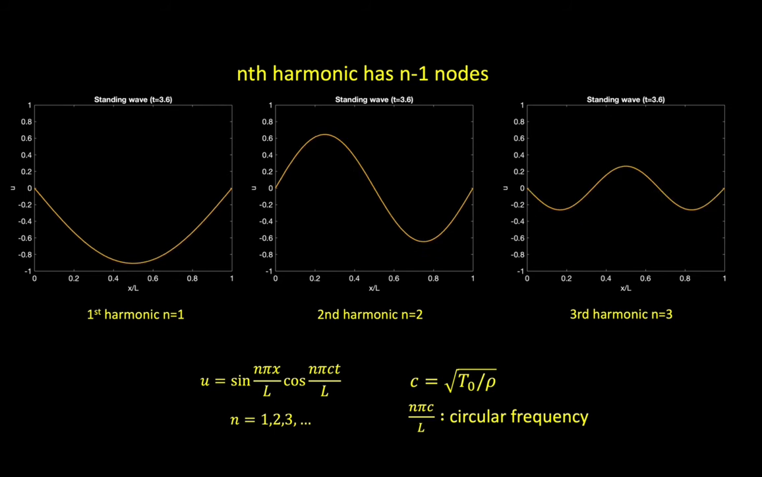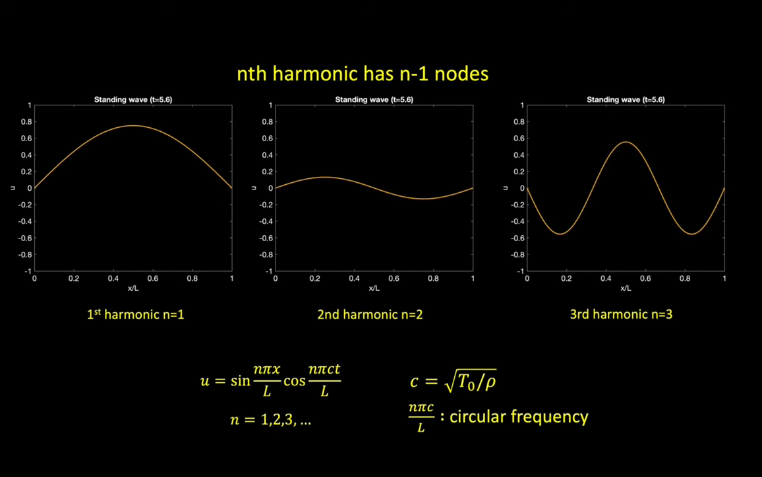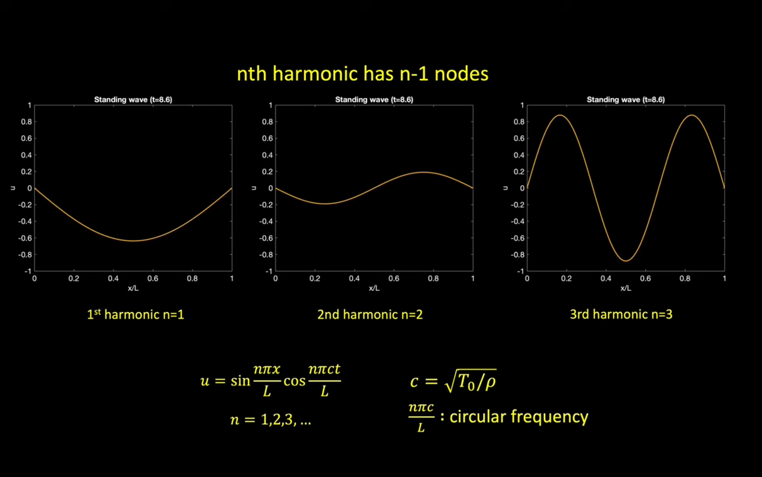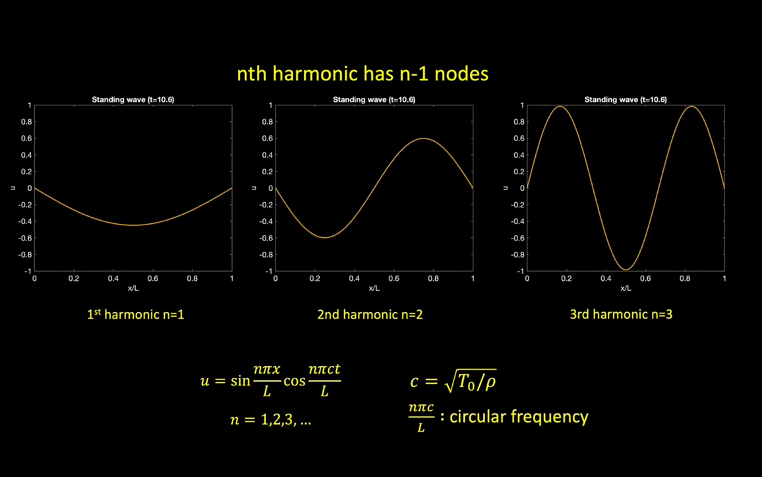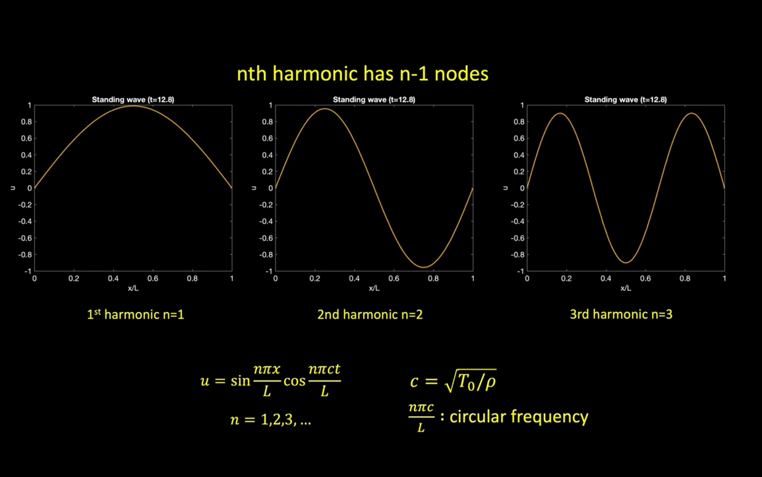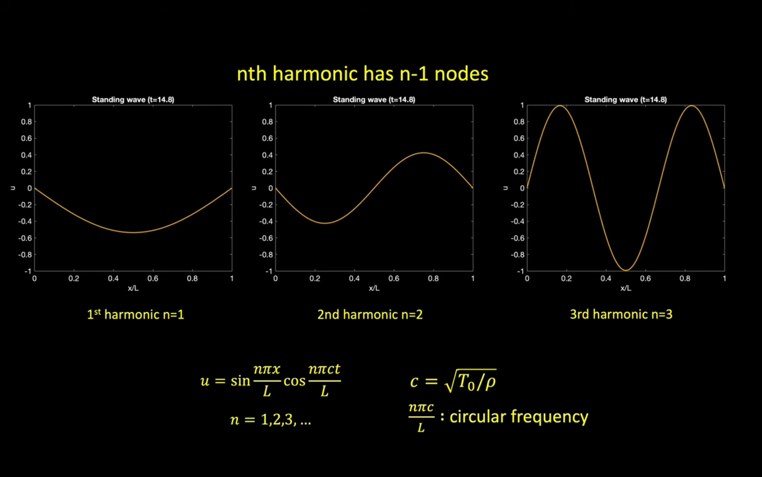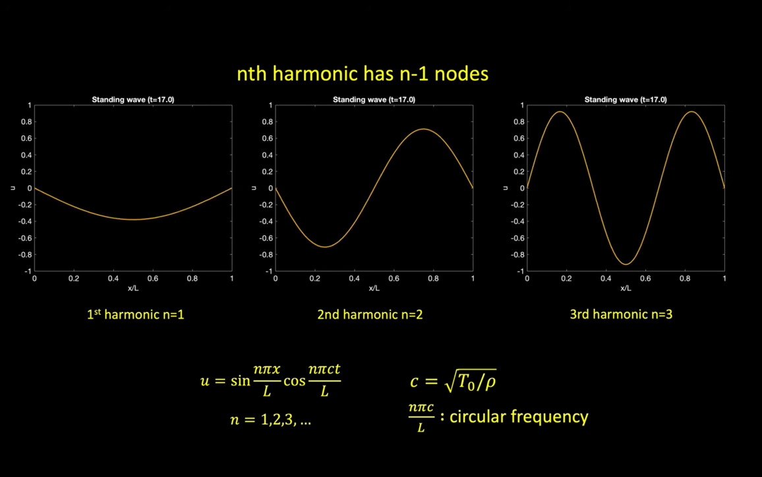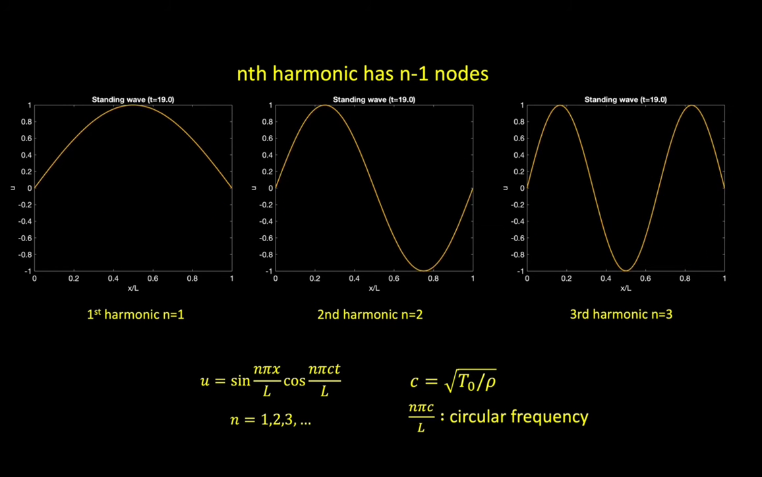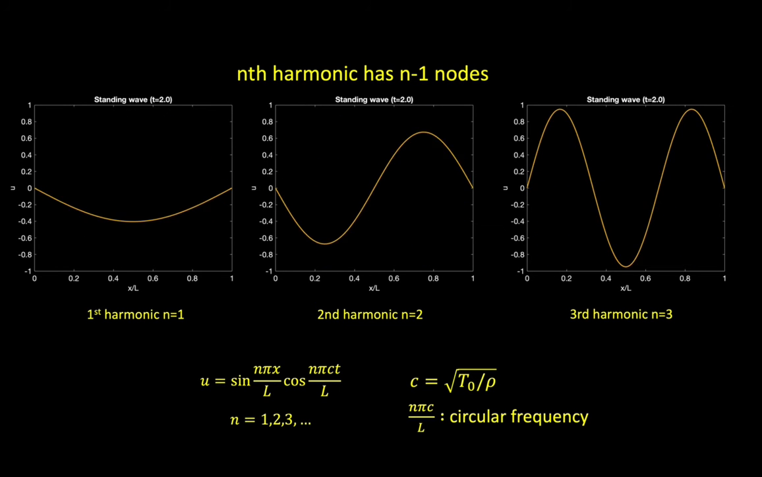The figure on the left shows the solution with n equals 1, the first harmonic. We can see that the solution has 0 nodes. The figure in the middle shows the solution with n equals 2. This is called the second harmonic and has one node at the middle of the domain.